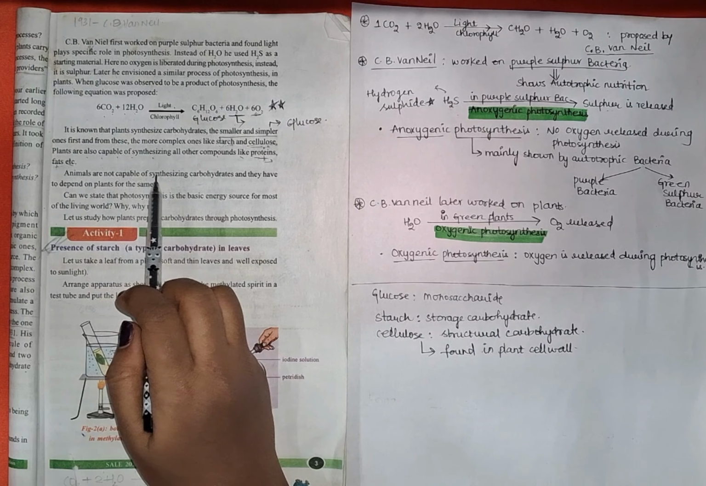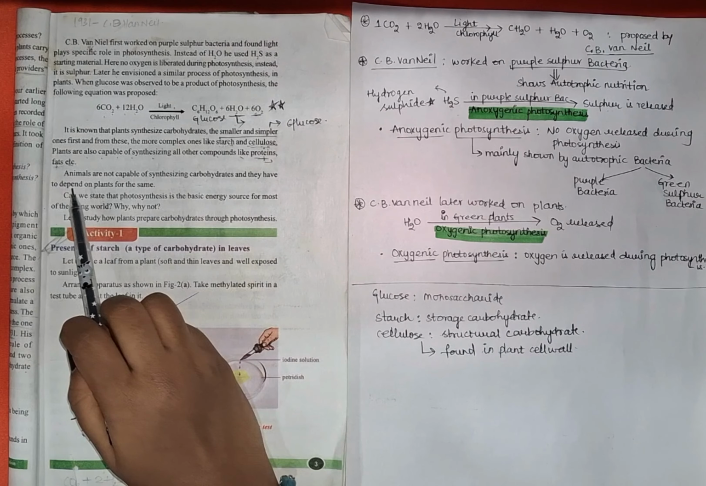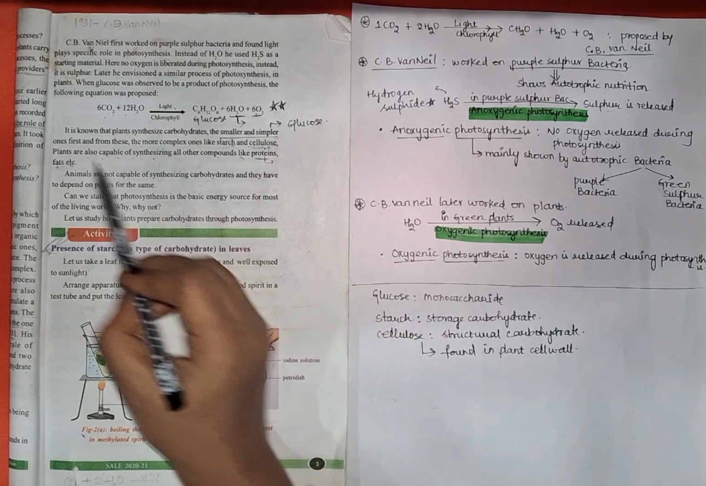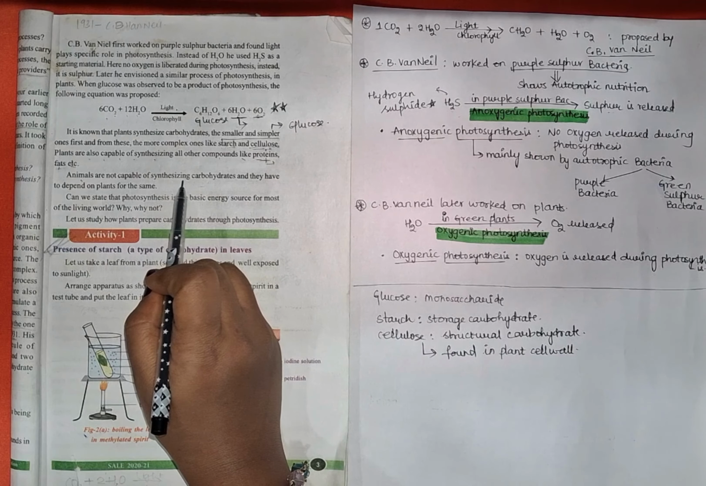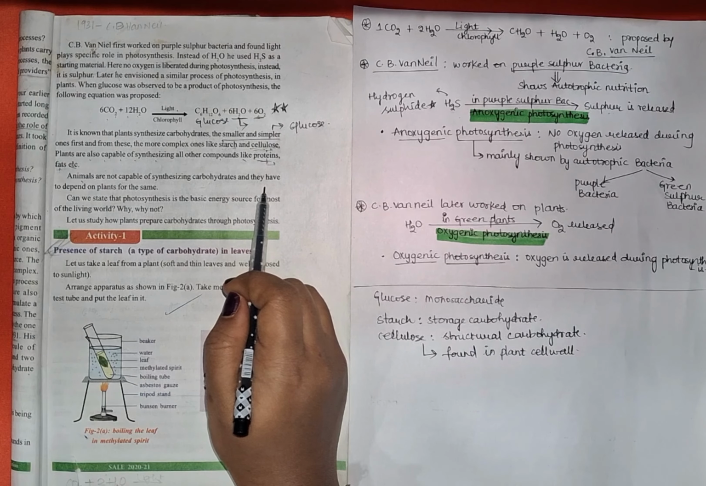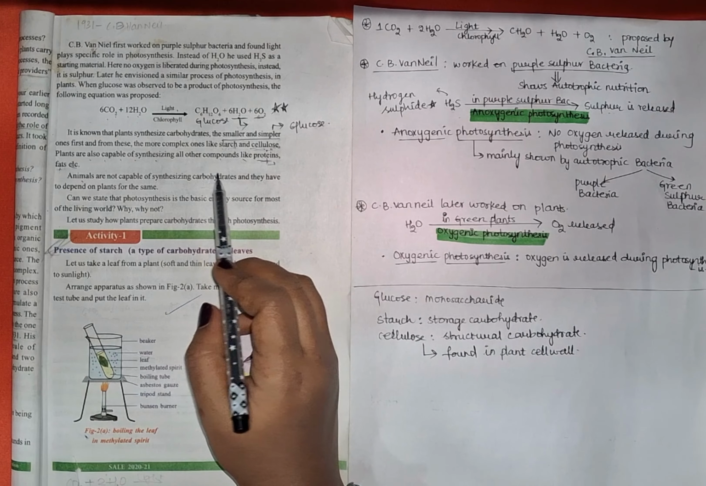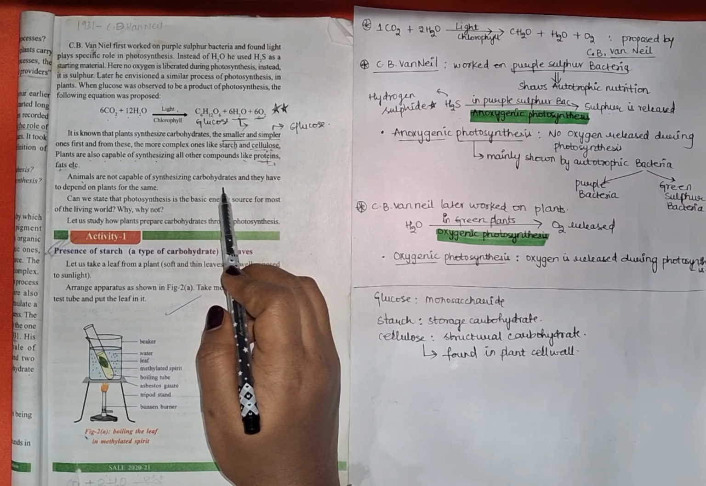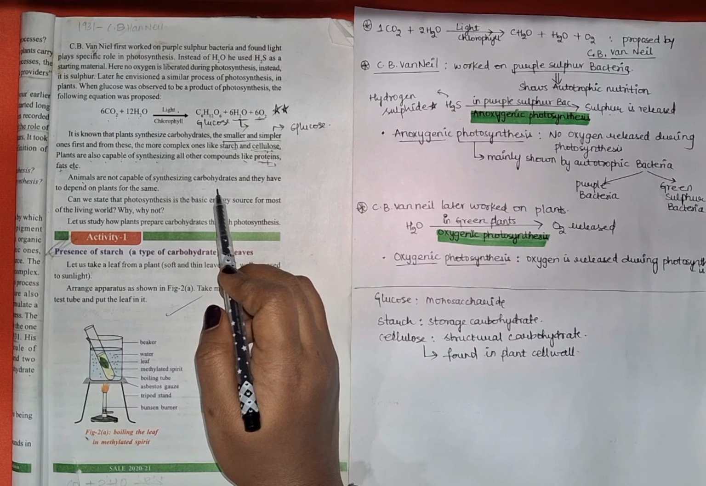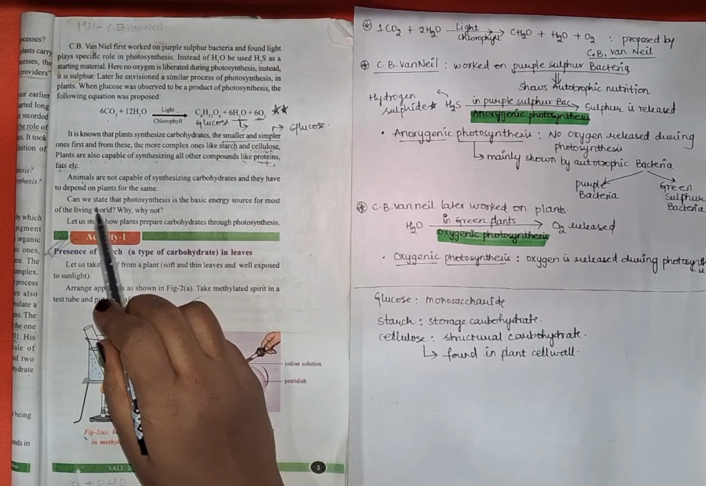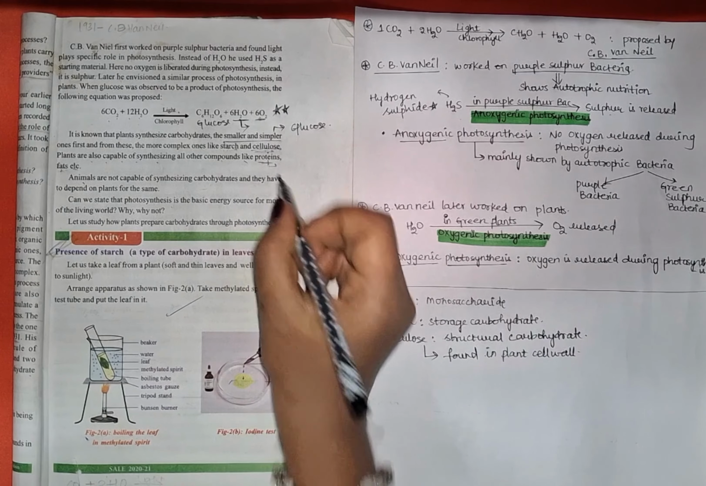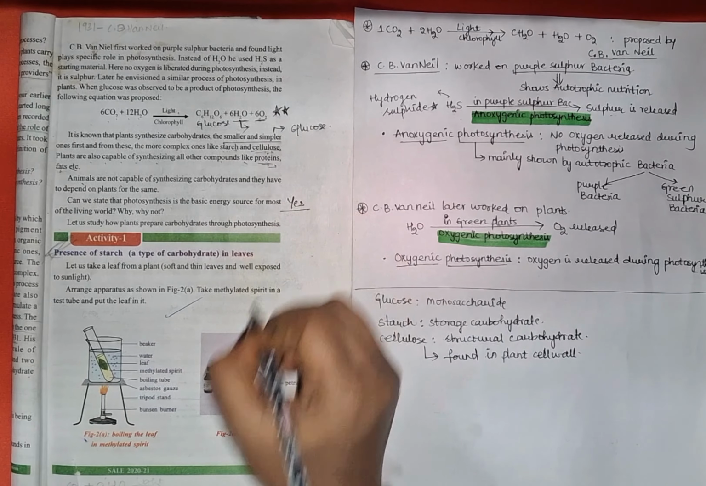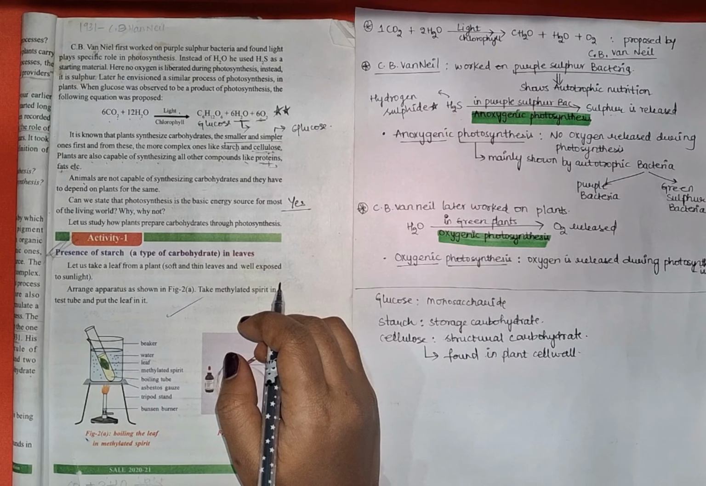Animals are not capable of synthesizing carbohydrates and they have to depend on plants for the same. That is what we said. Animals show heterotrophic nutrition, so they cannot make their own food material, which is the carbohydrates or any other proteins or fats. So they depend on other organisms, directly or indirectly on the plants, for the carbohydrates. Can we say that photosynthesis is a basic energy source for most of the living? Yes, because all the food we get is from photosynthesis.